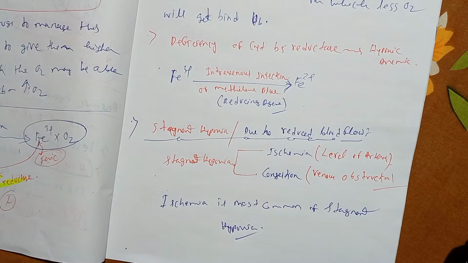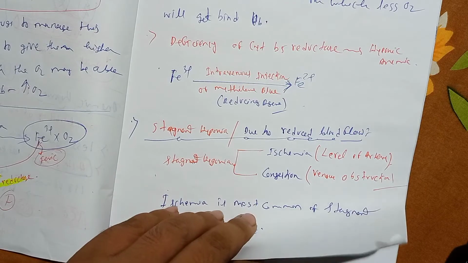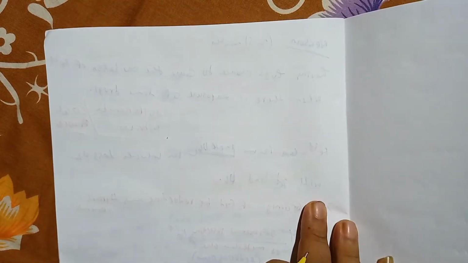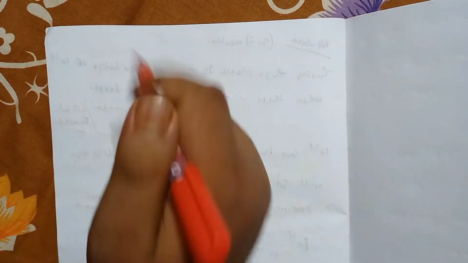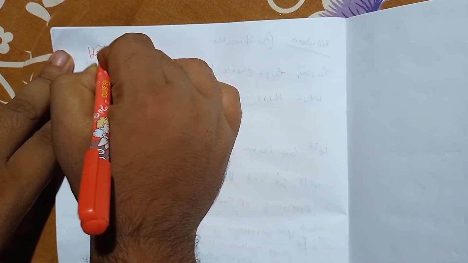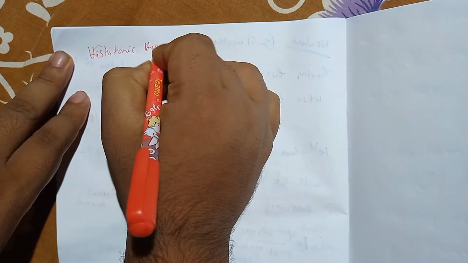Okay. Now we'll talk about the last type of hypoxia, that is histotoxic hypoxia. Also very important, guys. Now I have to know what is histotoxic hypoxia. Histo means what? We can say cell or tissue. Histotoxic hypoxia.